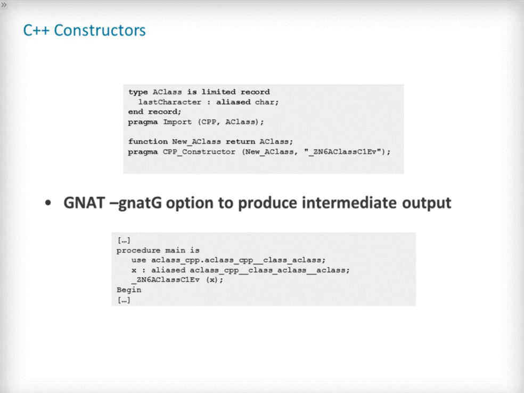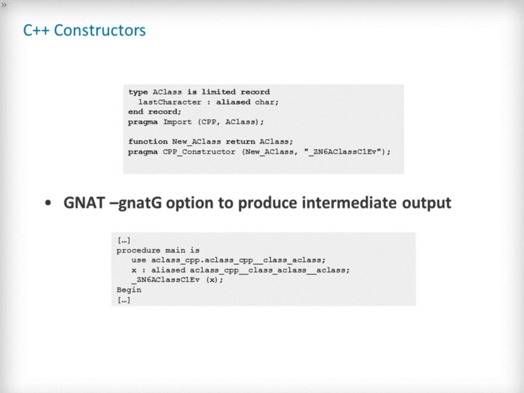The CPP_Constructor pragma is applied to a designated subprogram. The presence of this designation informs the compiler that the subprogram must be called whenever any instance of the A class type is allocated. The compiler will automatically insert a call to this subprogram immediately after the instance is allocated. This can be seen by applying the -gnatG compiler option and observing the intermediate code output.